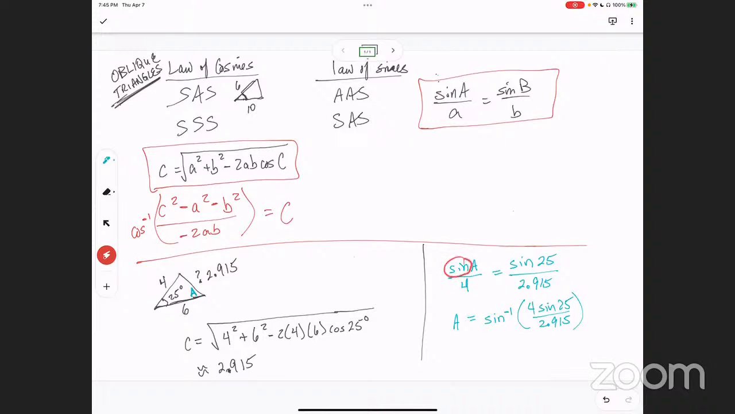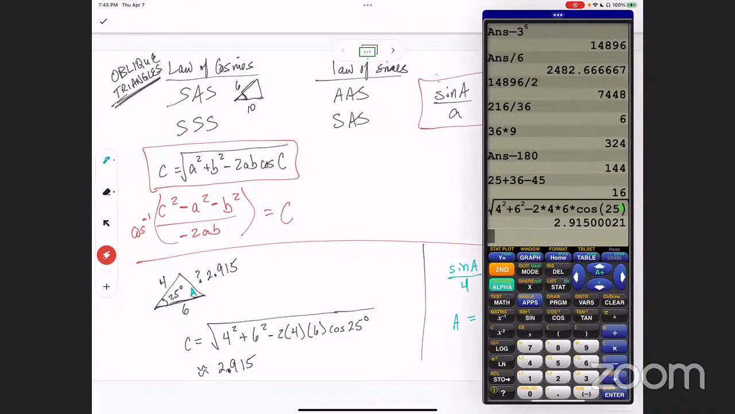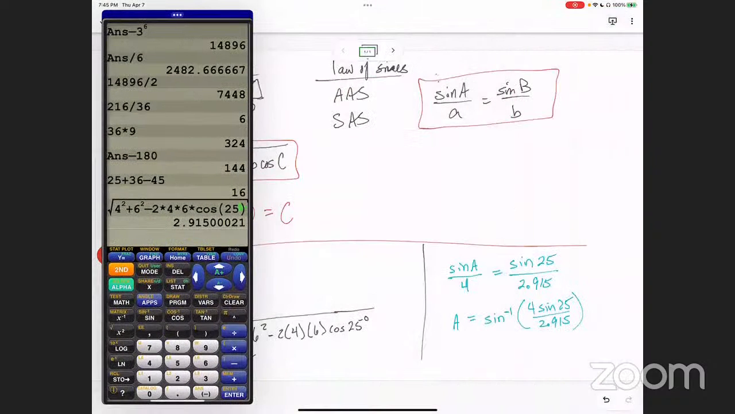And then how do you undo sine? Inverse. Yeah, I do sine inverse. That's right. So that's what I did here. I'm taking the sine inverse of this.